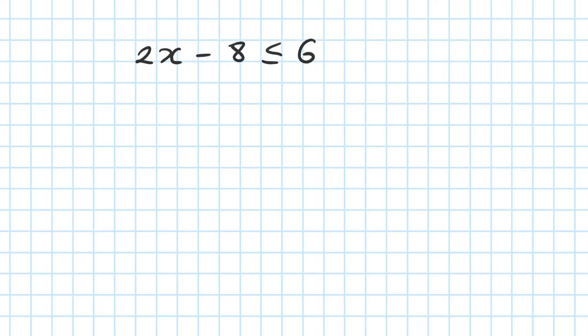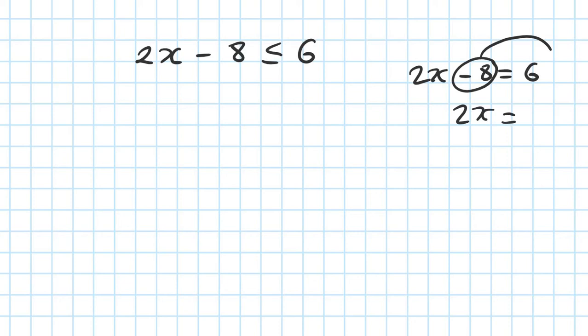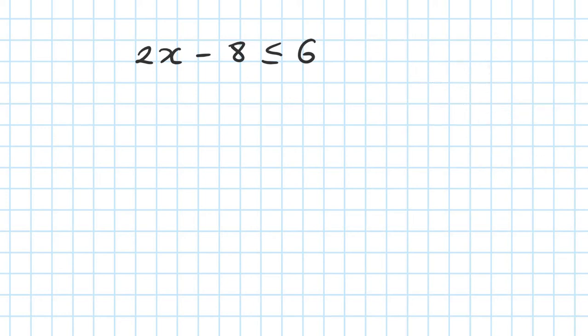Let's say I'm going to do it here using equations. Let's say 2x minus 8 is equal to 6. Remember, I move this to the other side and it becomes plus, so 2x is equal to 14. I divide by 2 on both sides, so x is 7. So with equations it's exactly the same. It's nothing different, except when you divide or multiply by a negative number, we switch the sign. That's all it is.